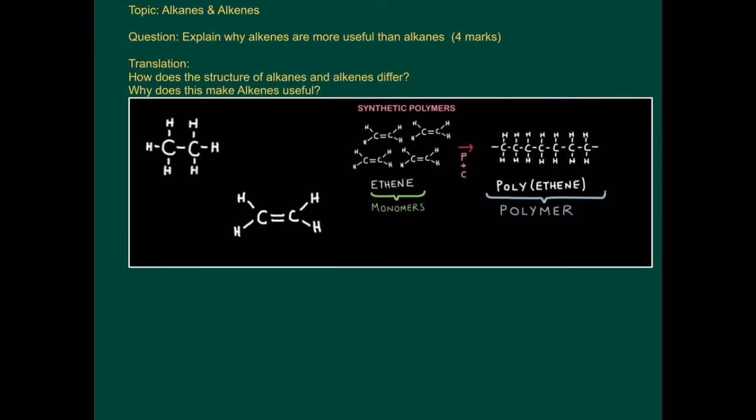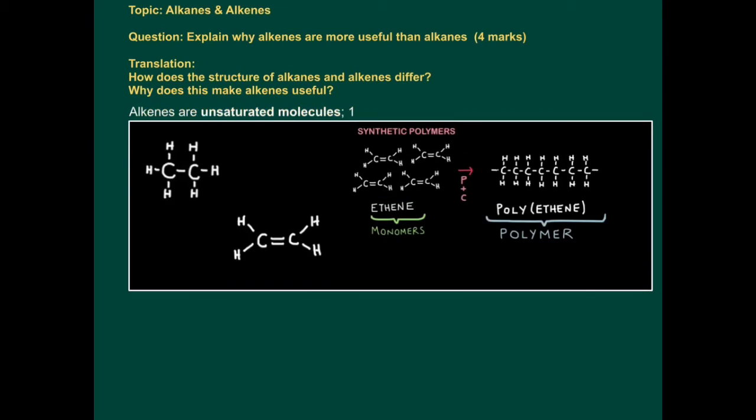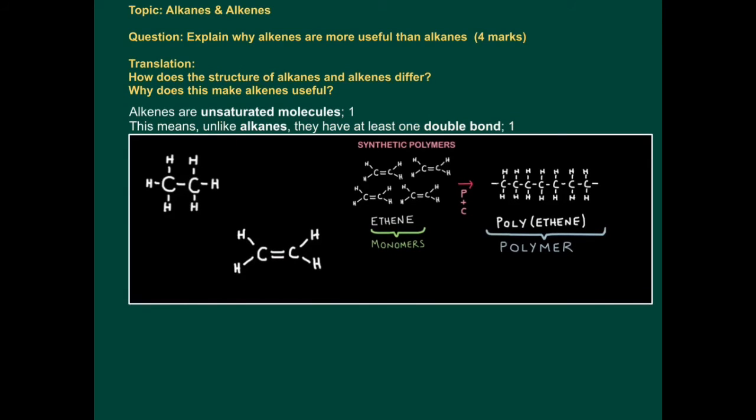This exam application tutorial is on the topic of alkanes and alkenes. The question for 4 marks: explain why alkenes are more useful than alkanes. So, how does the structure of alkanes and alkenes differ, and why does this make alkenes useful? Well, firstly, alkenes are unsaturated molecules. That means they have a double bond. That means not every bond is being used. So, unlike alkanes, they have at least one double bond.